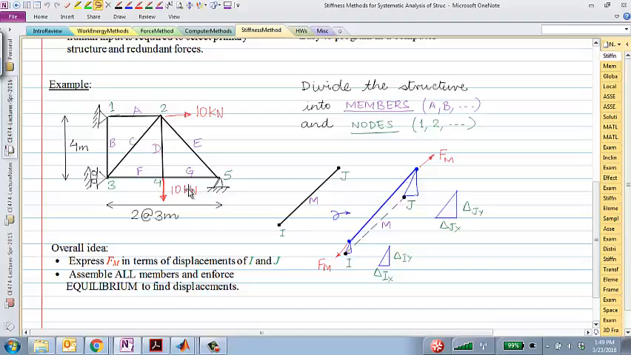And finally, I should be able to combine all of these elements together to come up with a force displacement relationship for the entire structure. And that is what we will use to find the displacements of each and every node in the structure. That's the overall idea of the stiffness method. And as I pointed out, it doesn't matter whether the truss or the structure is determinate or indeterminate. Exactly the same method will work for both. Okay.